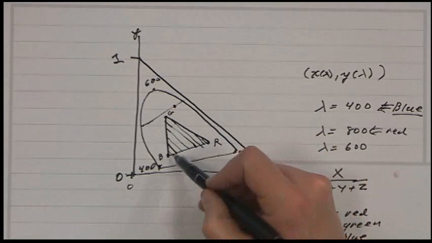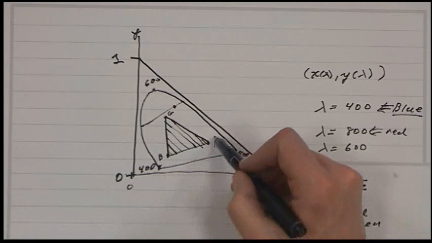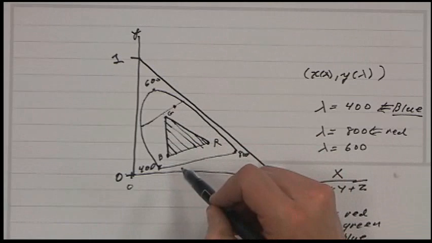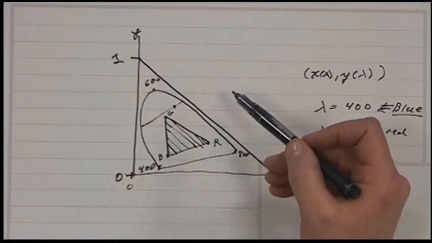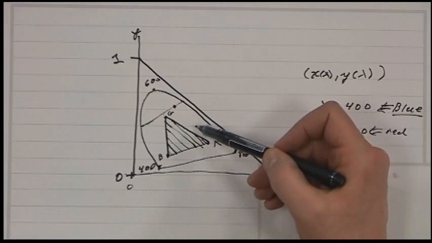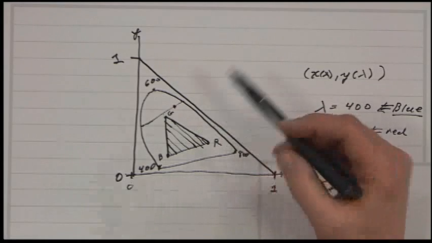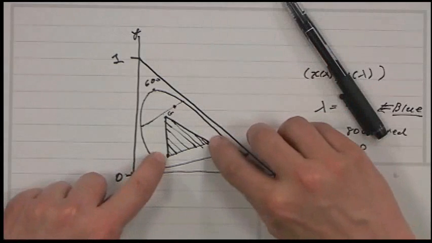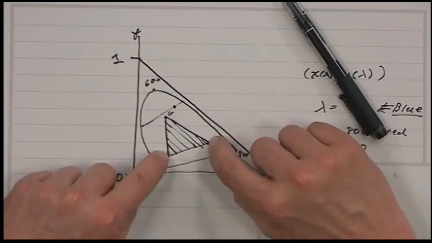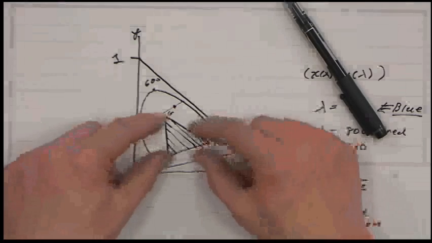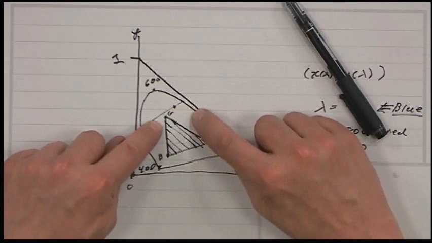So you can certainly produce any color that falls within this triangle. Furthermore, you can't produce any color that falls outside the triangle. Because one of the key points was that whenever we took a linear combination of two colors, it had to fall somewhere on the line connecting them. So you can't produce any colors outside of this triangle.